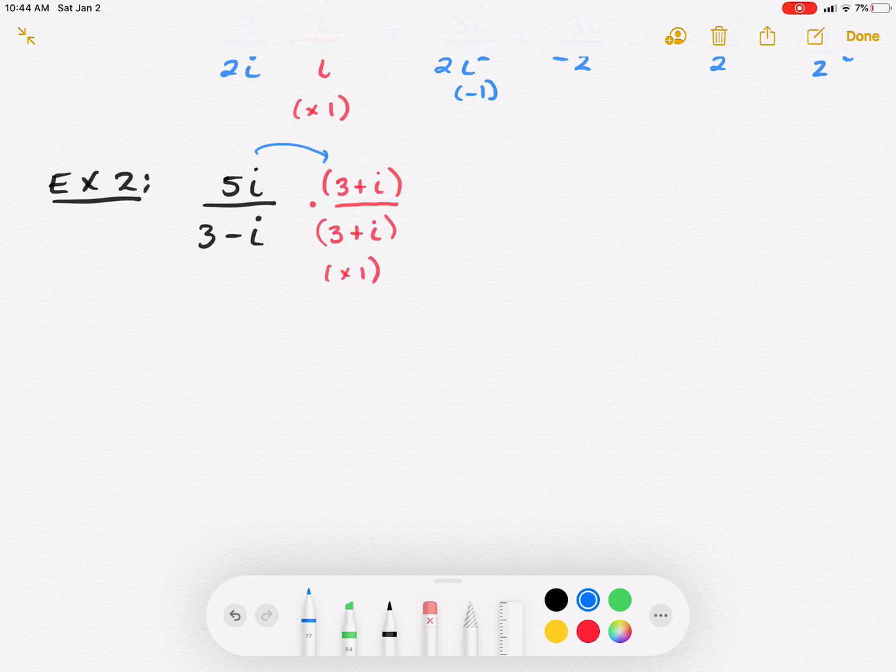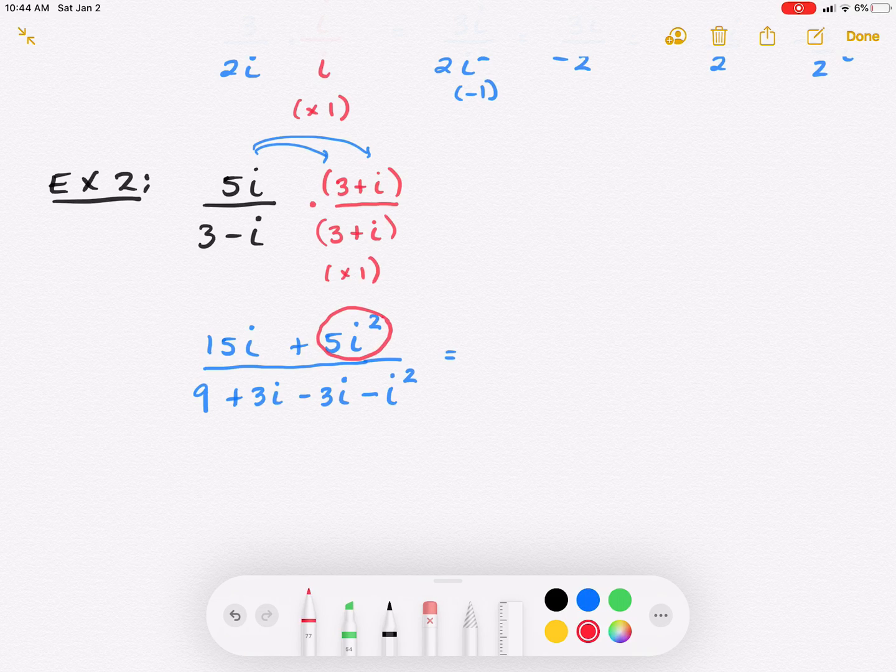5i times 3 is going to make 15i, and 5i times i is going to make 5i squared. In the denominator, we're going to double distribute and get 3 times 3, 3 times positive i, and then we have 3 times negative i, and negative i times i is negative i squared. So when we simplify the numerator, this i squared is negative 1, so this quantity is going to be a negative 5. And since it is the real part, we're going to change the order and put the negative 5 first, and then write the 15i.